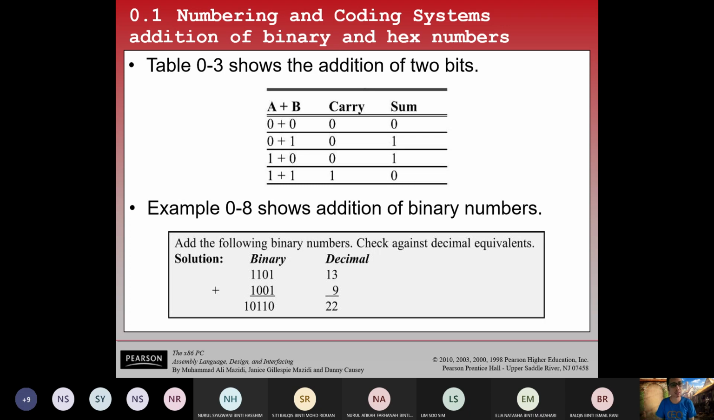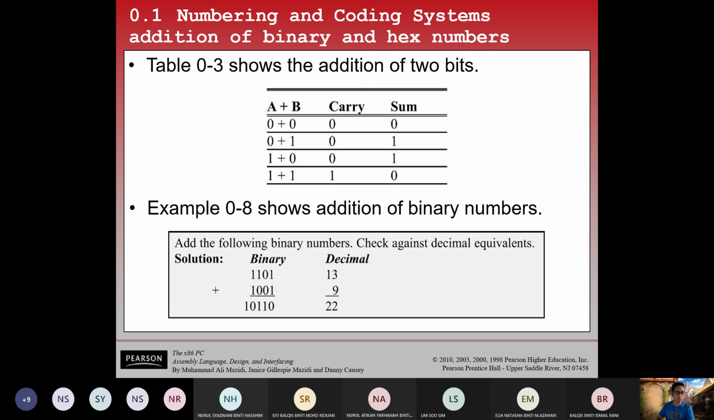Let's have a look at this number. When we do the addition of binary, 1 plus 1 becomes 10. So it is 0 here, and then you carry 1 over there, and then 1 plus 0 plus 0 is 1. And 1 plus 0 is 1. 1 plus 1 is 10. So you obtain this one. You want to know what is the decimal equivalent.